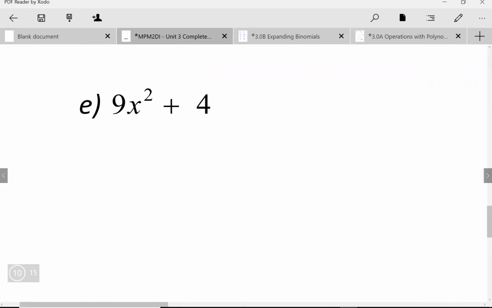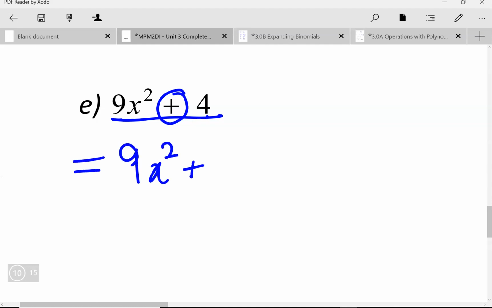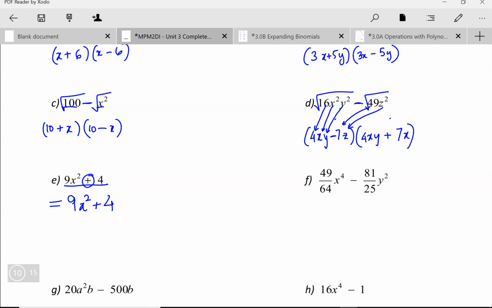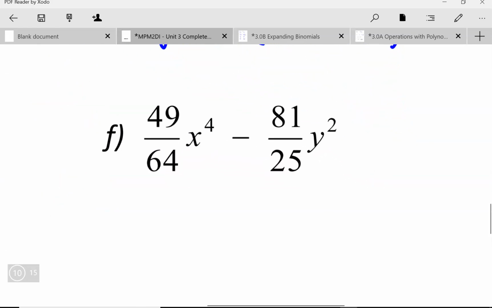Okay, let's proceed with difference of squares. Just kidding. This is not a difference of squares. This is a binomial, but this is an addition of squares, and therefore this cannot be simplified any further. There's no formula for addition of squares. There's no two brackets. This is just 9x squared plus 4. Don't get fooled by the addition sign, okay? Hopefully we're okay with that. Very tricky question, but be on your guard. You know to expect it on your assignment.